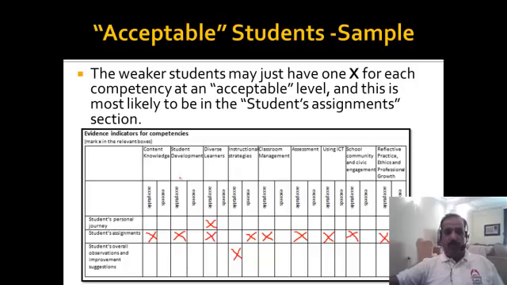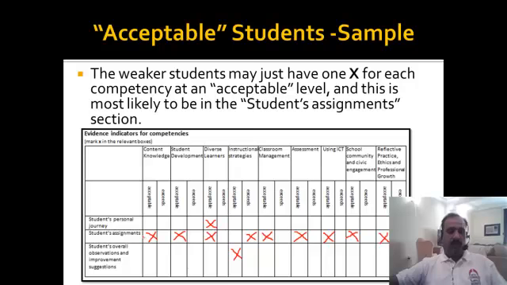As you see, most of the X's are just under the acceptable category. This is why we call the student an acceptable student, because most of the X's will basically reside under the acceptable category, and most of them are very likely to come from the student's assignment.